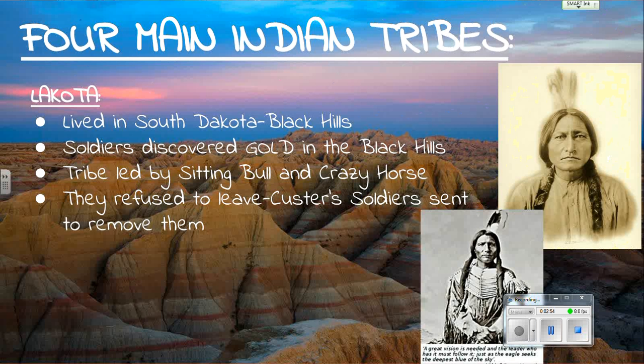But the other half said, no, you can't tell us what to do. We're going to fight. They followed Sitting Bull and Crazy Horse, that you see over here on the right side of your screen. They refused to leave and lived out in the mountains and hills of Dakota and Montana, basically, until Colonel Custer was sent to remove them. That's kind of the big event that they're known for.